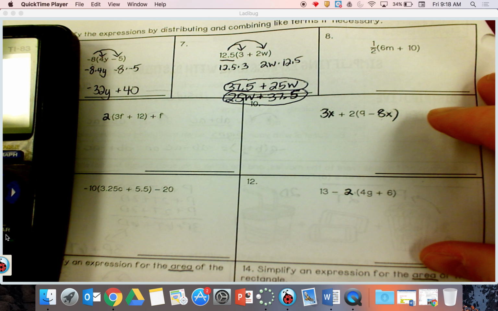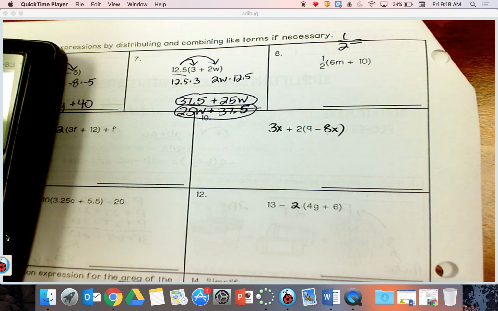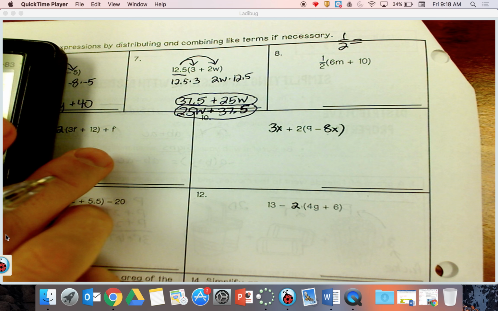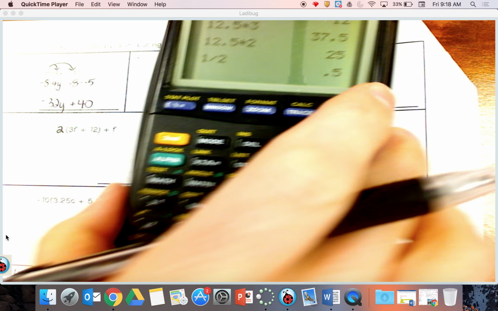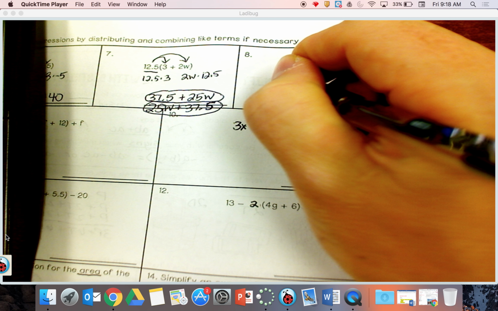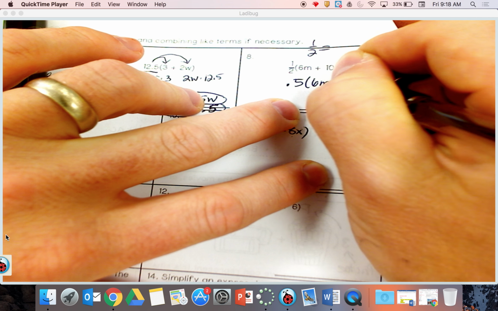All right. Number 8 is the last type of one that we have with distributing here. So it's like, oh my gosh, what do I do here with my distributing? Well, let's take a look at it. I got a half. Well, maybe I don't know how to do a half. But remember, half is just division in this case. Or change it to a decimal. So what is 1/2 as a decimal? Remember, if you don't know how that is, it's just division. It's 1 divided by 2. Gives me 0.5. So you could actually rewrite this as 0.5 times 6m plus 10.